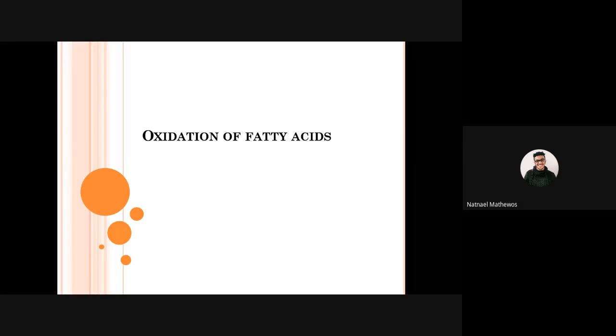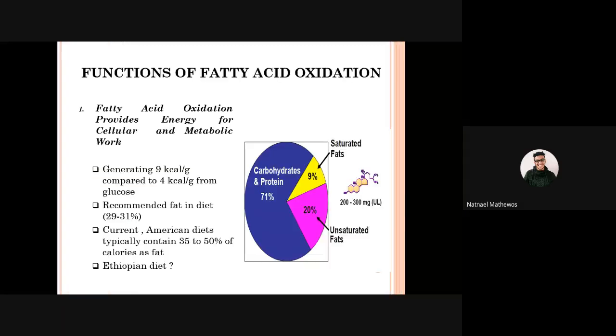Let us start oxidation of fatty acid. This is the first fate of fatty acid: oxidation and generation of energy. The amount of energy obtained from fatty acid oxidation is higher than glucose oxidation, because fatty acids are found in a highly reduced form, or in a low oxidation state. As a result, whenever they are oxidized, they will give us more ATP or energy than carbohydrate due to this low oxidation state.